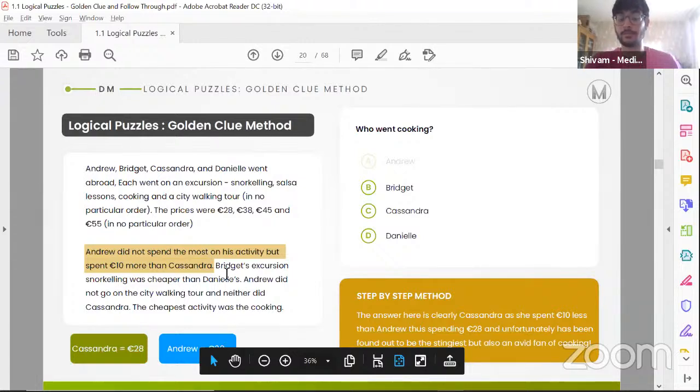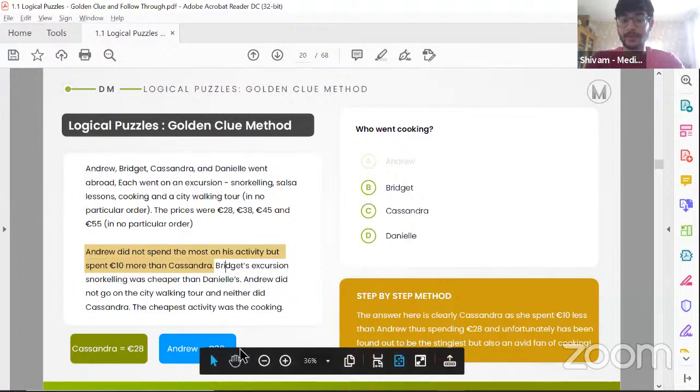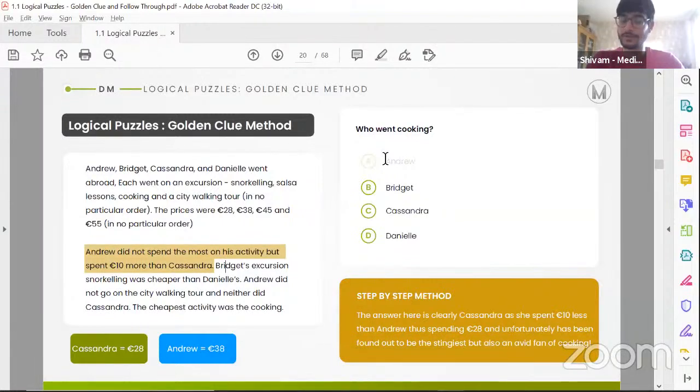Therefore, remember at that stage, we can get rid of Andrew. We could have got rid of Andrew very, very early on because we know that Andrew spent 38 euros. So you can cancel Andrew, you can get rid of it. If you wanted to guess at this stage, you can, but I wouldn't because you can get to the answer straight away here. We know that Andrew spent 38 euros, so therefore Cassandra spent 28 euros.